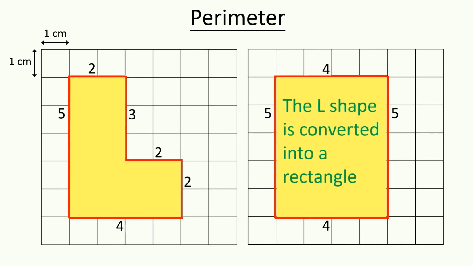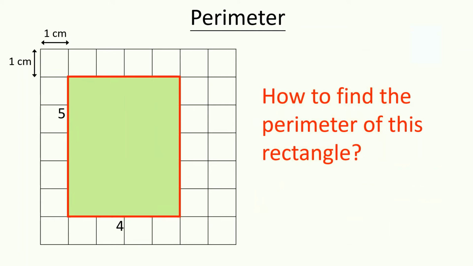You see, the L shape is converted into a rectangle. Some of the sides of the L shape are shifted parallelly to form a rectangle. Hence, the two shapes have the same perimeter. The length of the rectangle is 5 centimeters and the width is 4 centimeters. How to find the perimeter of this rectangle?